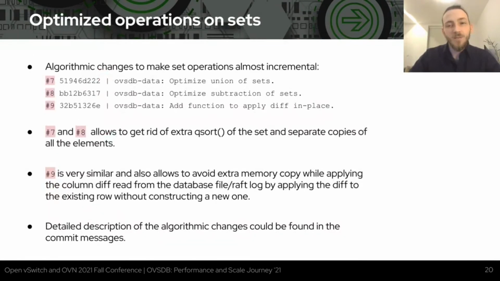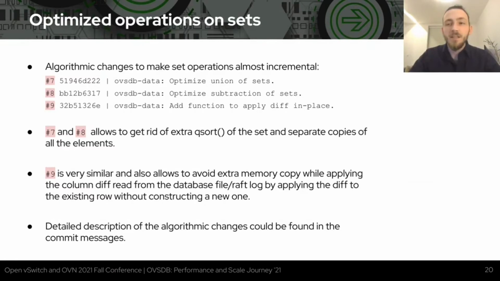The next pack of changes are optimized operations on sets. It's crucial for OVSDB server performance to operate with sets in an efficient way, because OVN tends to add a lot of things into a single column, like add a lot of ports to a logical switch or add a lot of load balancers to the same load balancer group. We have 3 changes here. Number 7, 8 and 9.